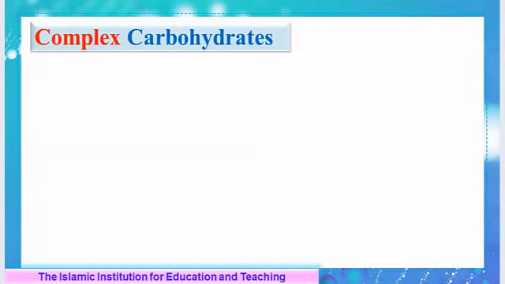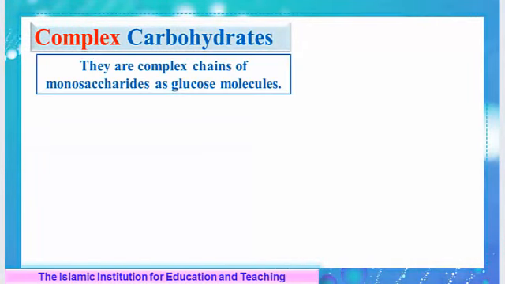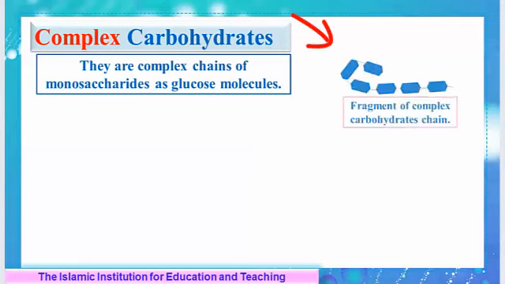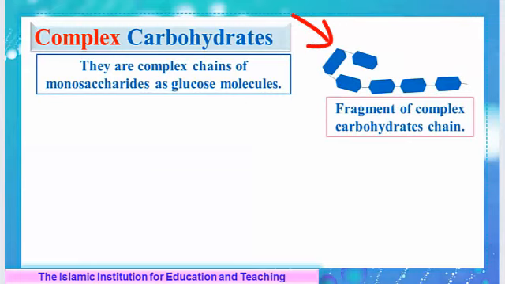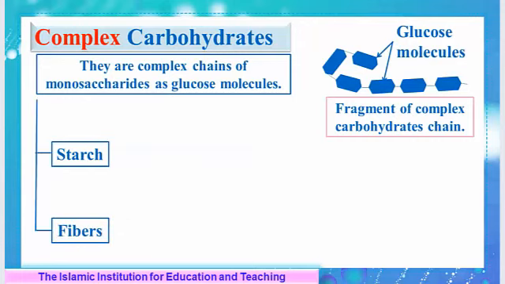Complex carbohydrates are complex chains of monosaccharides such as glucose molecules. Here is a fragment of a complex carbohydrates chain. As you observe, it's made up of many glucose molecules. Complex carbohydrates include starch and fibers.